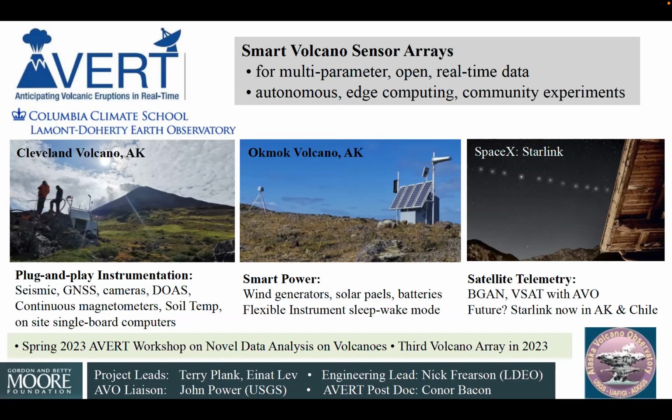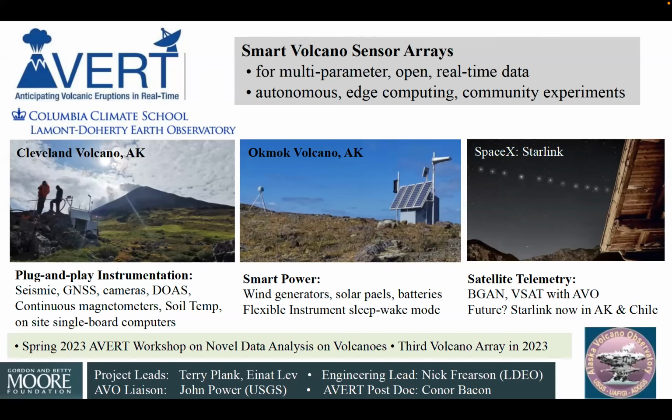There are 3 novel aspects to our smart volcano sensor arrays. We actually just deployed them 2 months ago on Cleveland and Okmok volcanoes in the Aleutians in full partnership with the Alaska Volcano Observatory. These are designed to be plug and play. You can add whatever equipment you want.